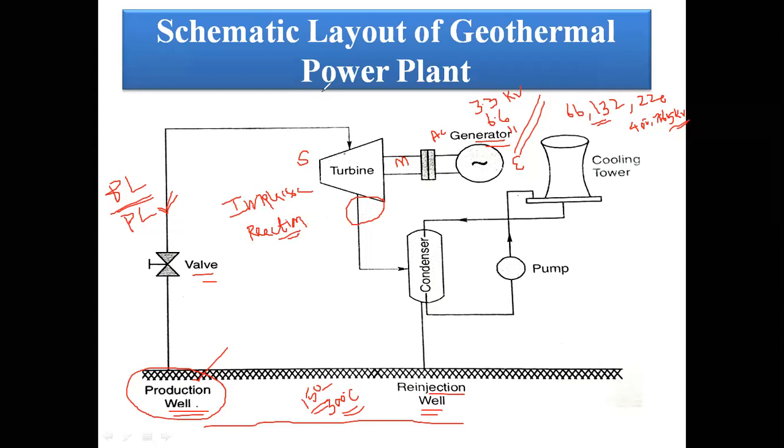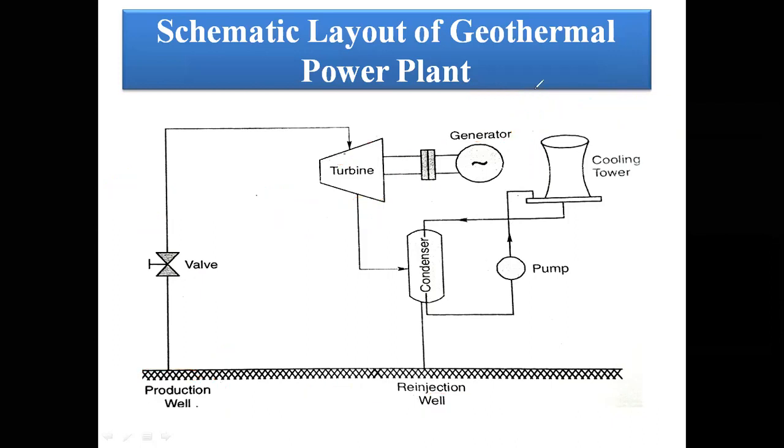Actually, in the geothermal power plant, they use the impulse, that is, steam turbine. The wastage steam from the turbine is collected in the condenser. Again, that is circulated to the cooling tower, and the water is injected into the re-injection well. Similarly, this is nothing but a cycling process. The operation is considered a closed loop cycle.